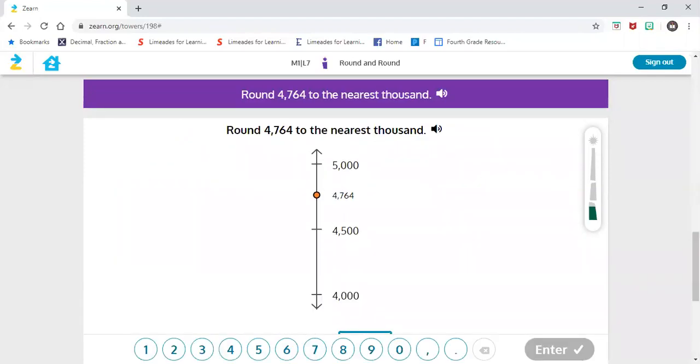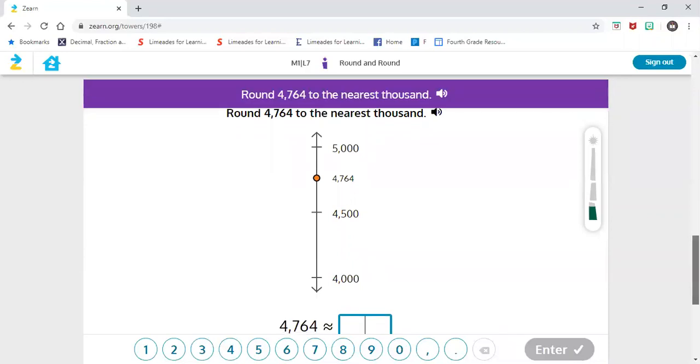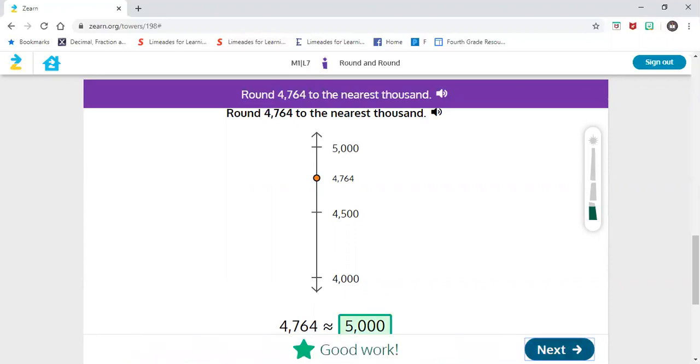So what we've learned today is if we plot our number above the midpoint, that means that we're rounding to our top number on our vertical line. So I'm saying that 4,764 is about 5,000, because I'm saying that 4,764 is closer to 5,000 than it is 4,000. Good work.